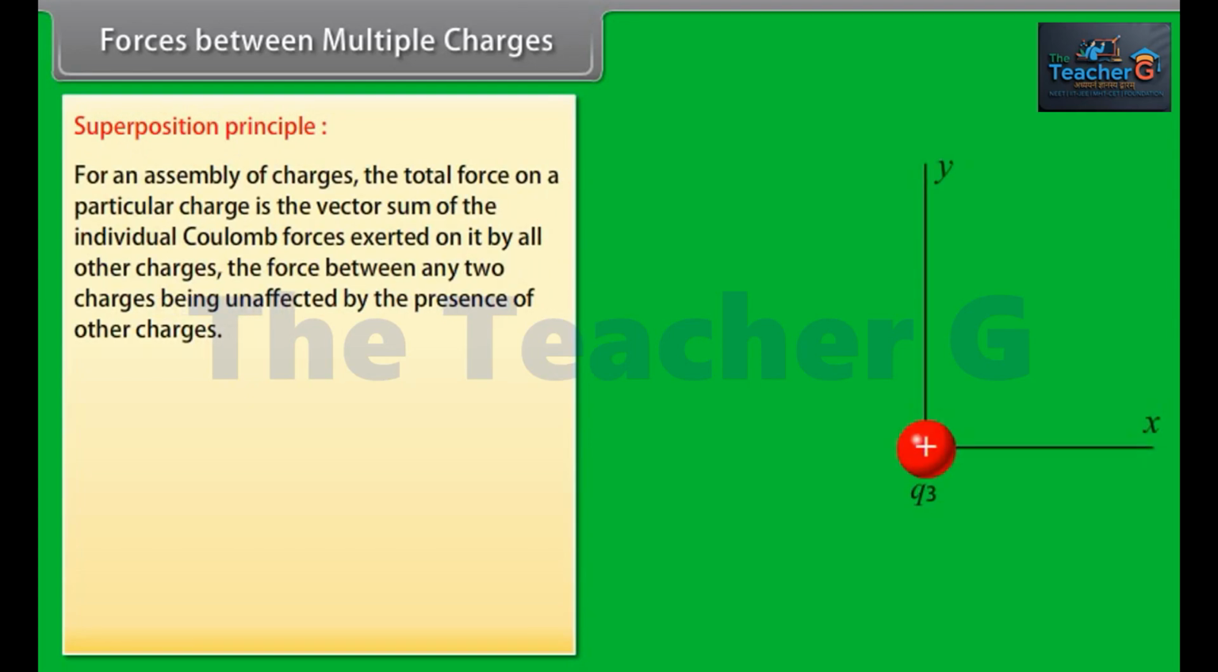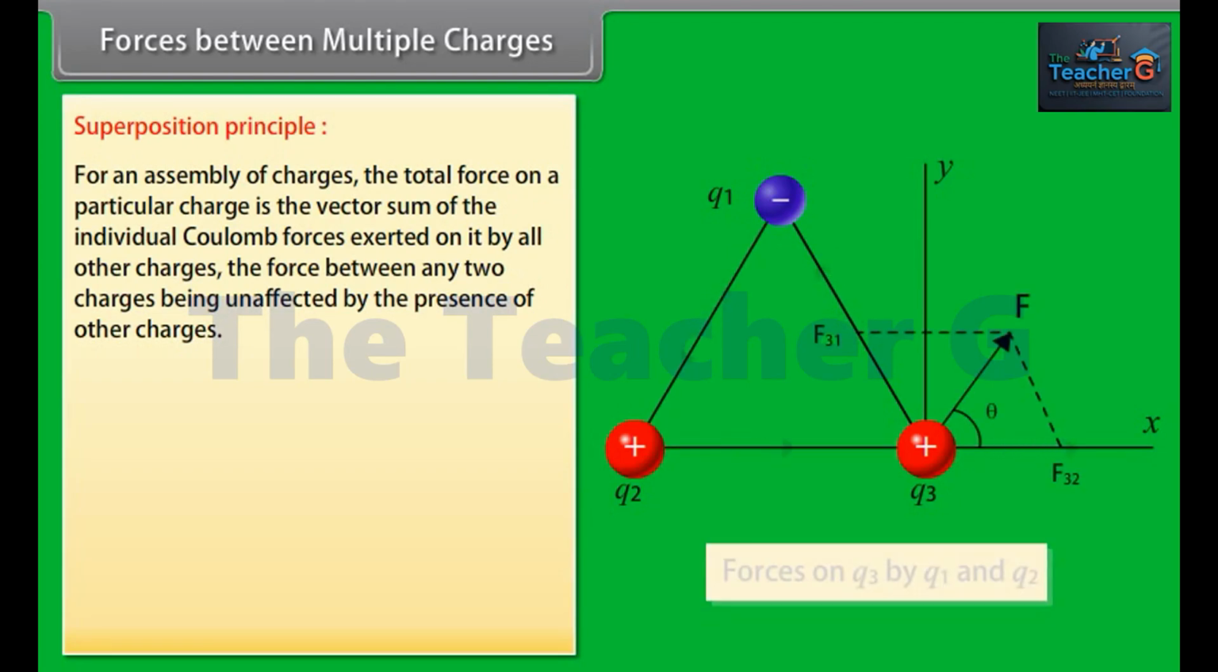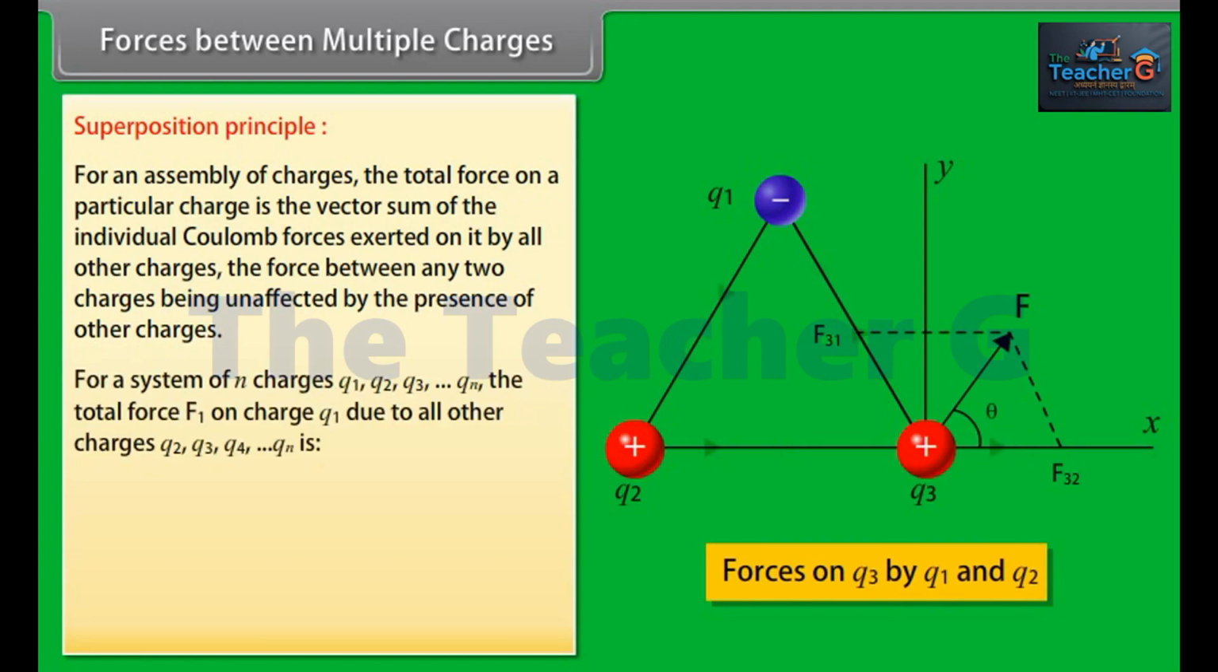For an assembly of charges, the total force on a particular charge is the vector sum of the individual Coulomb forces exerted on it by all other charges, the force between any two charges being unaffected by the presence of other charges. For a system of n charges, Q1, Q2, Q3 and so on till Qn, the total force F1 on charge Q1 due to all other charges Q2, Q3, Q4 and so on till Qn is F1 is equal to F12 plus F13 plus F14 and so on till F1n.